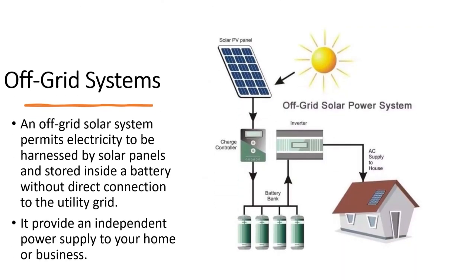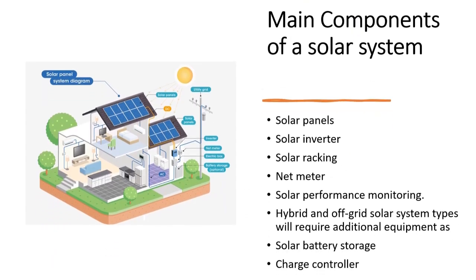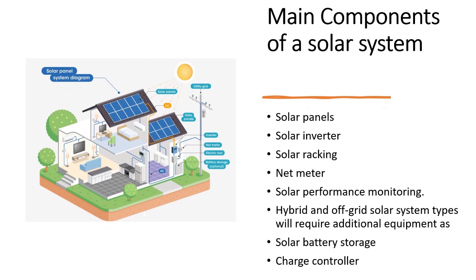An off-grid solar system permits electricity to be harnessed by solar panels and stored inside a battery without direct connection to the utility grid. It provides an independent power supply to your home or business. Main components of a solar system are solar panels, solar inverter, solar racking, net meter, and solar performance monitoring. Hybrid and off-grid solar system types will require additional equipment such as solar battery storage and a charge controller.